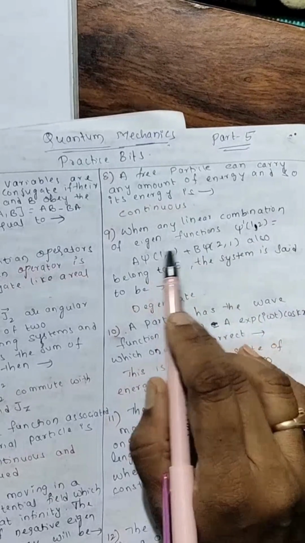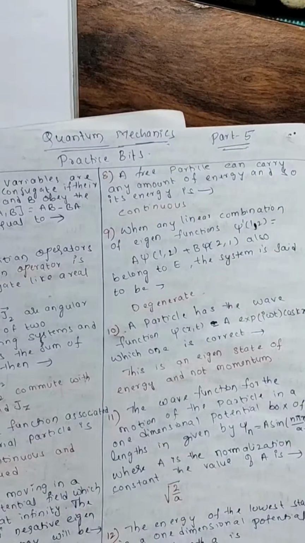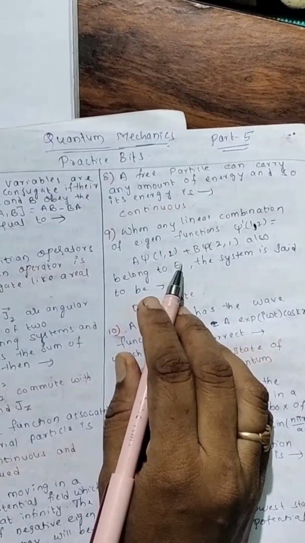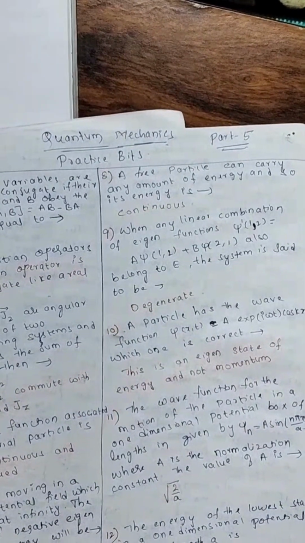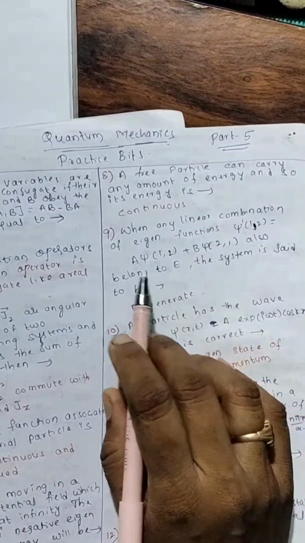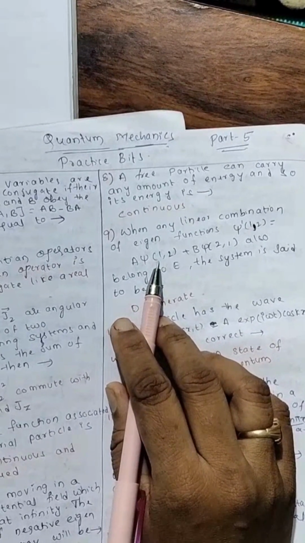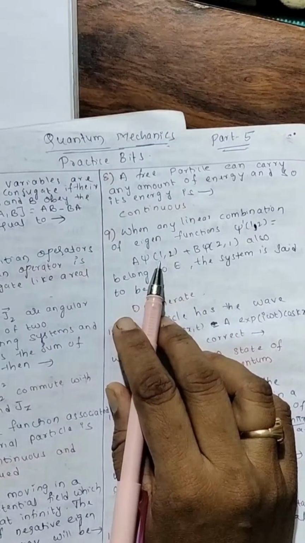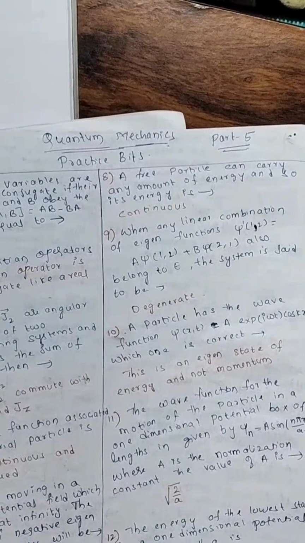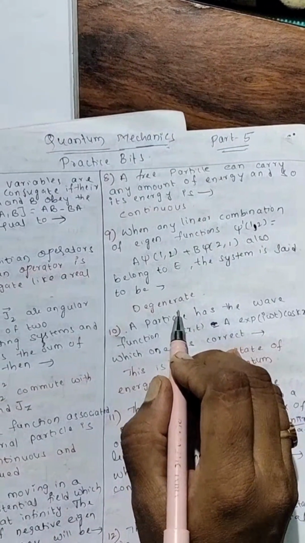When any linear combination of eigenfunctions, A psi 1,2 plus B psi 2,1, also belongs to E, the system is said to be degenerate. If they belong to E, then the system is said to be degenerate.